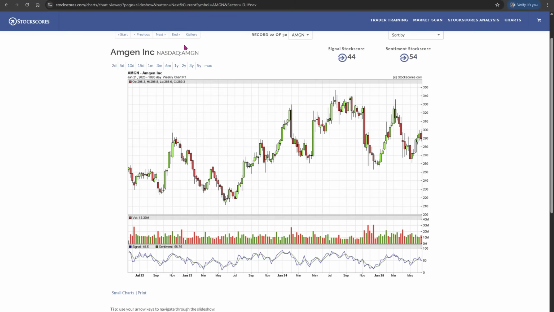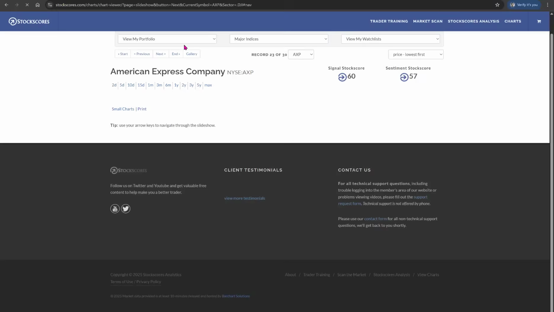Amgen, sideways, difficult to predict. It's probably a neutral chart, but not particularly interesting on the buy side or the shorting side.